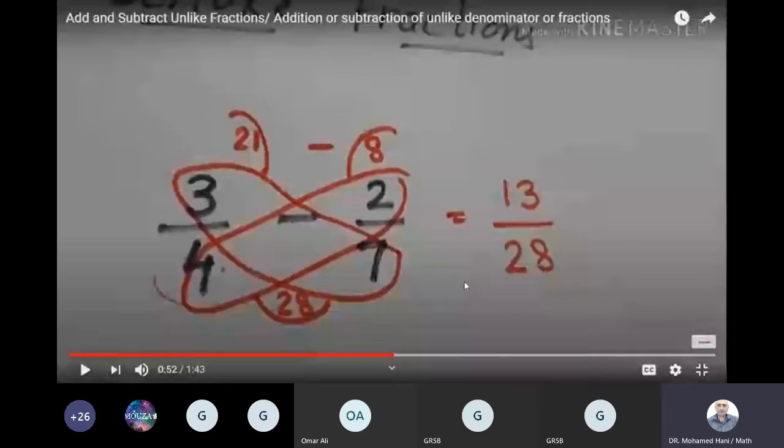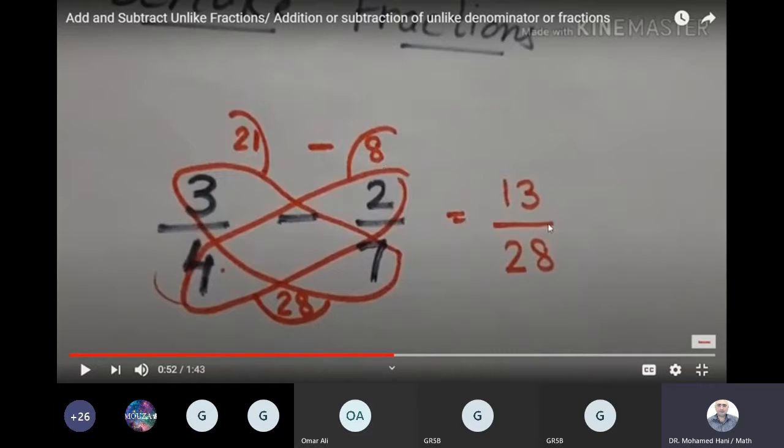This is the easy way. If you don't want to find the LCD for the denominators, you can take this way. This is the easy way or shortcut. Take the denominator here, multiply the numerator here. 7 times 3 will be 21. Then take the denominator here, multiply the numerator here. 4 multiplied by 2 will be 8.